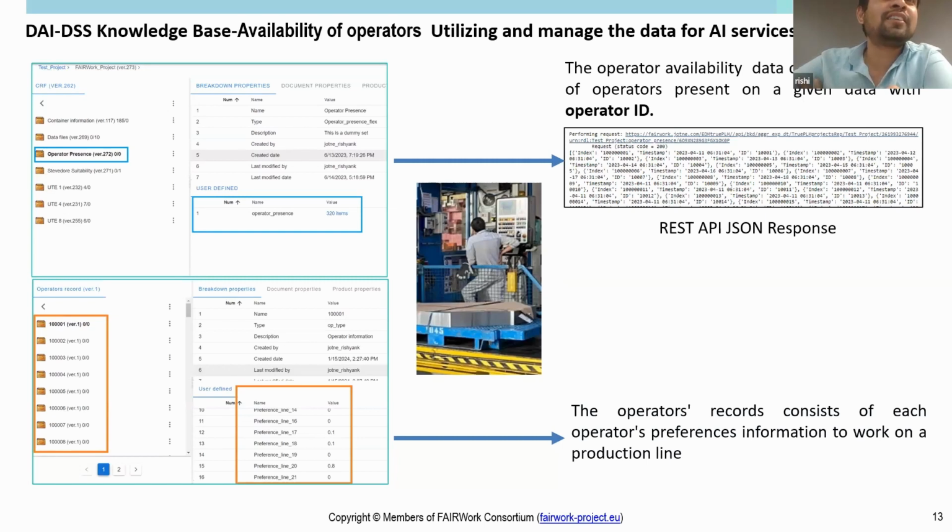This is anonymized data created just for this presentation, and each operator has a name, experience, and training capabilities, as well as additional properties providing preferences on a given day to work on a certain line or geometry based on training capabilities. This is what is reflected here: on a certain day, operator 10,001 has a preference of 0.1 on line 17, 0.8 on line 20, and 0.1 on line 18. This kind of information can be updated using API endpoints and stored in the knowledge base.